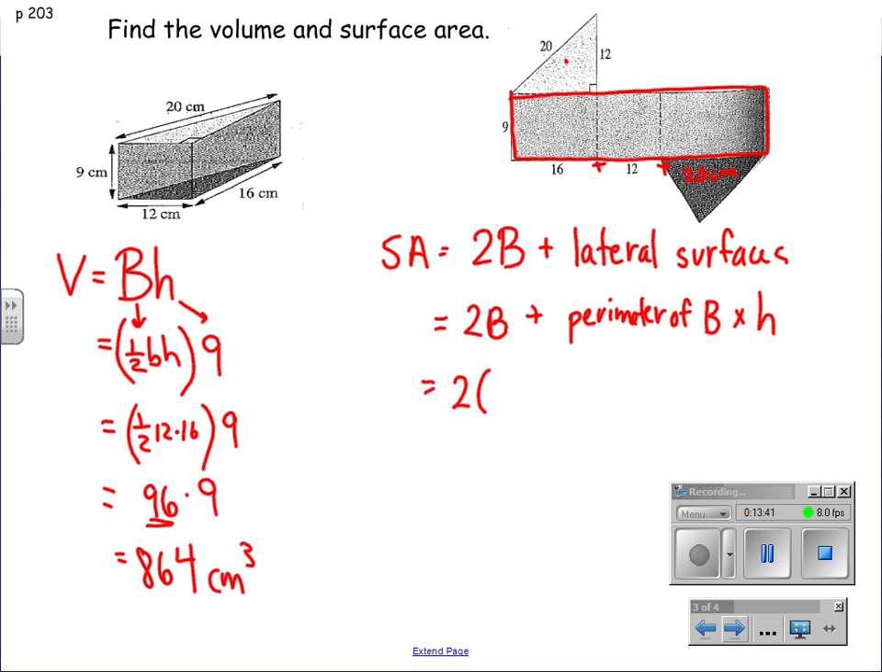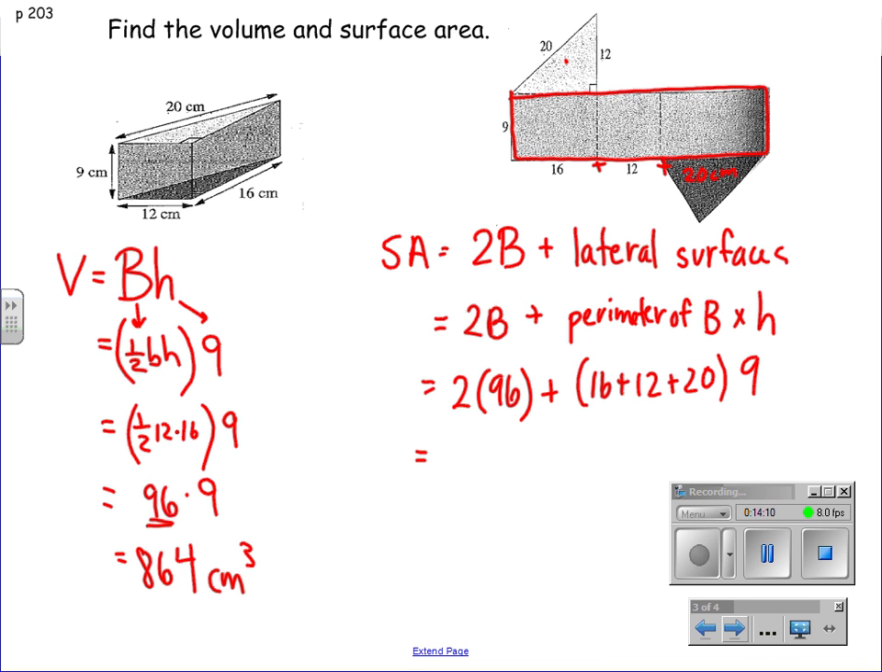So we have 2 of those, plus we're going to find the lateral surface area. We can take this perimeter, the 16 plus 12 plus 20, and multiply it by the height, which is 9. All right? Is it always going to open up like that? No, you have to do it in your mind. You have to open it up in your mind.